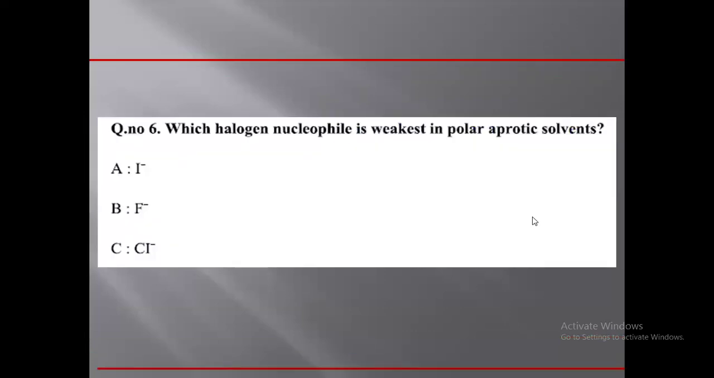Question number 6. Which halogen nucleophile is weakest in the polar aprotic solvent? The options are I minus, F minus, Cl minus, and Br minus. You can see the nucleophilicity order. In the nucleophilicity order, from top to bottom it decreases. So I minus is the correct answer.